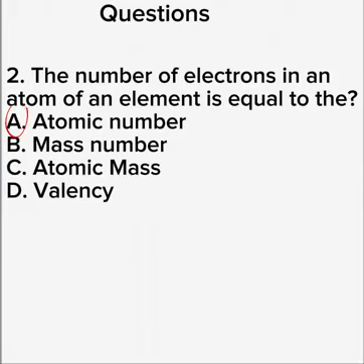Just like how your ID card has a unique number that identifies you, an atom's atomic number identifies what element it is. If an atom has 6 protons in its nucleus, its atomic number is 6, and it's a carbon atom. If an atom has 8 protons, its atomic number is 8, and it's an oxygen atom. However, atomic number equals electron number only for neutral atoms.